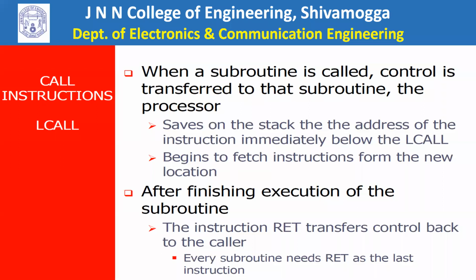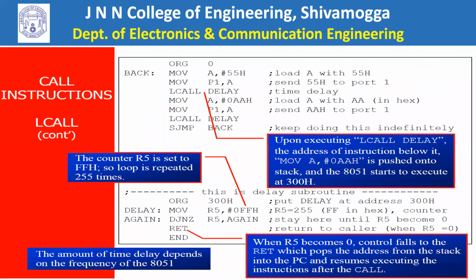When a subroutine is called, control is transferred to that subroutine. The processor saves on the stack the address of the instruction immediately below the LCALL or ACALL, and begins fetching instructions from the new location. After finishing the execution of the subroutine, instruction RET transfers control back to the caller. Each subroutine needs RET as the last instruction. So this is a scenario.